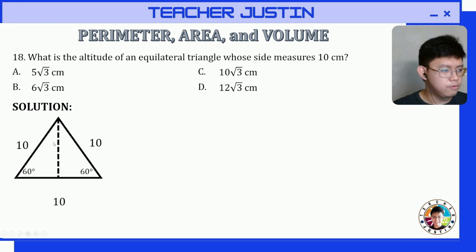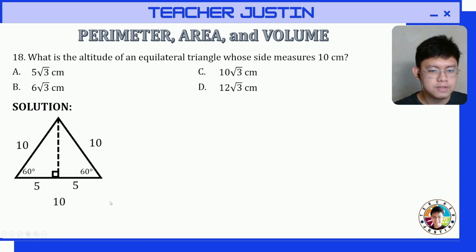It will be from the top of our triangle that is perpendicular to our base. So, ito yung magiging altitude natin. Ito yung hinahanap nating measurement. Okay. Now, since we have our altitude of our equilateral triangle, the altitude will cut our base into two equal parts. So, itong 10 na base natin, mahati siya sa dalawang magkaparehong measurement. So, we have 5 and 5.